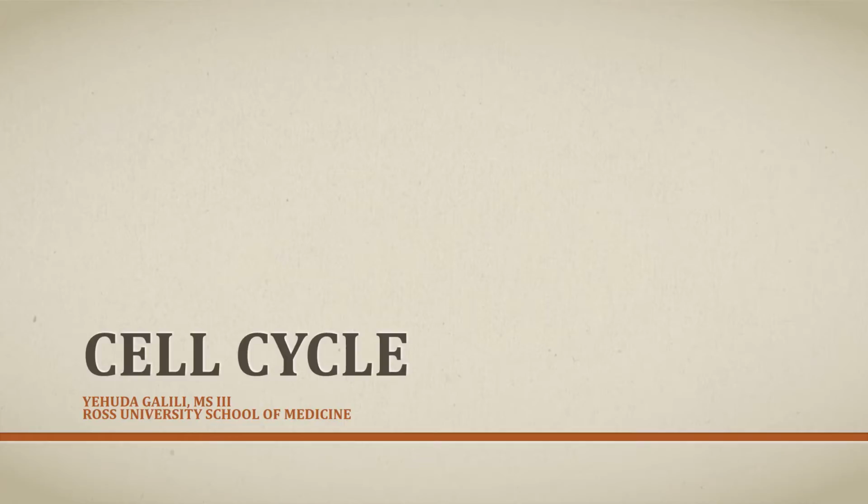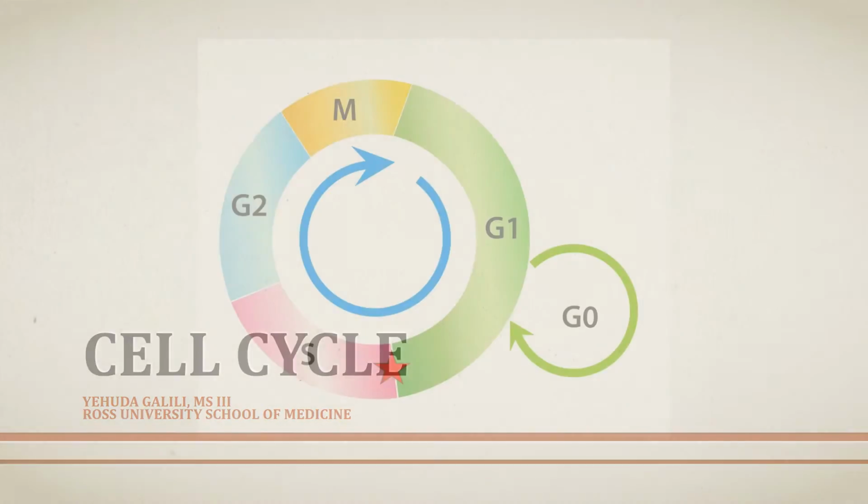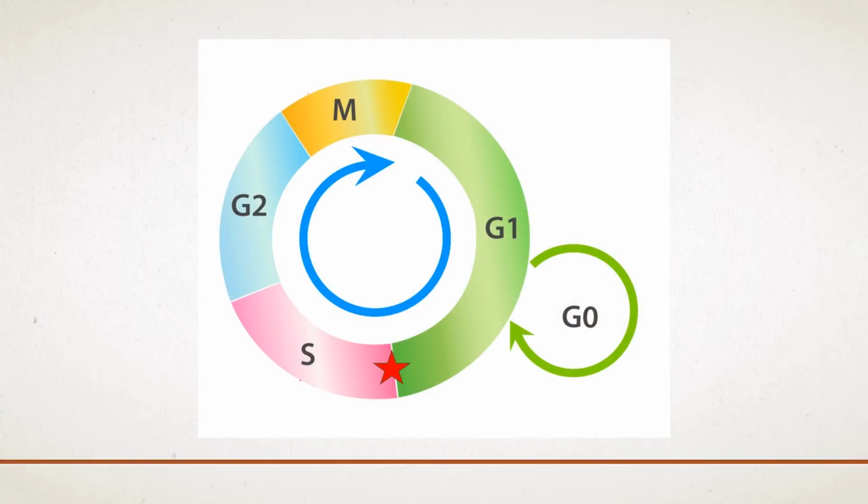Today we're going to talk a little bit about the cell cycle, specifically the G1 to S phase checkpoint, because it's arguably one of the most important parts of the cell cycle. It is highly regulated, highly associated with different malignancies, and of course, highly tested on Step 1. I hope you enjoy.